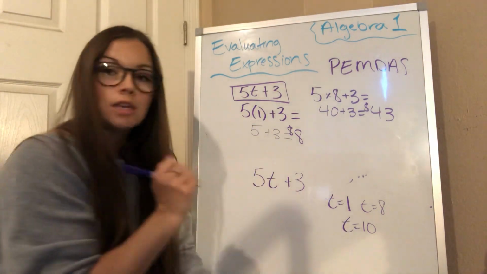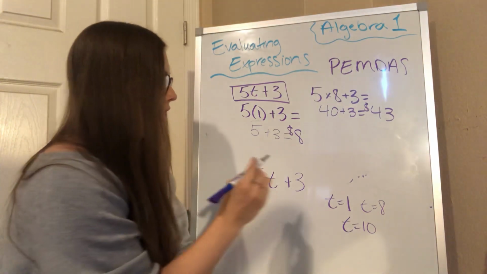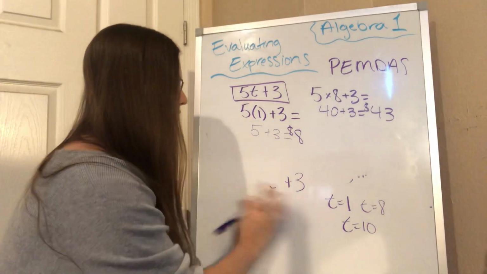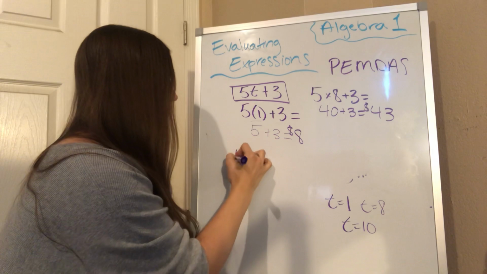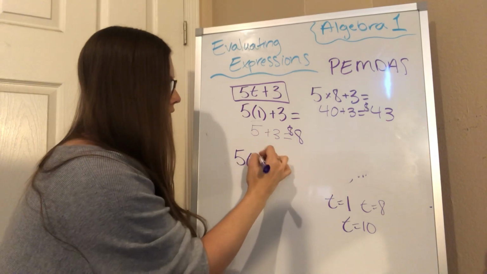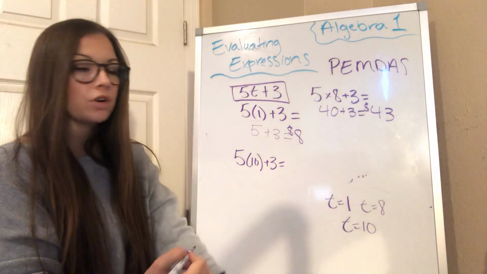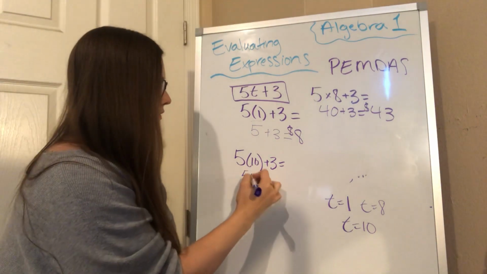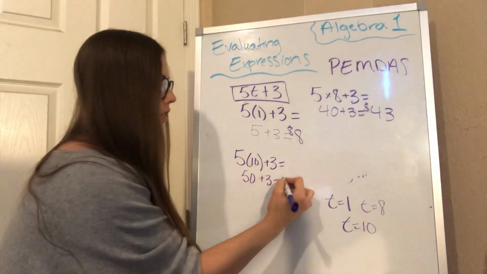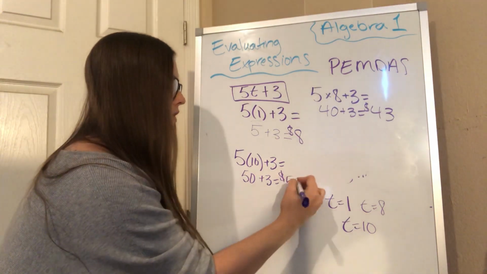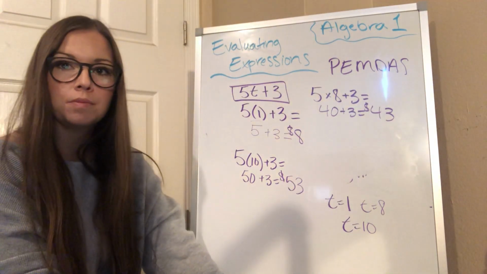So our last one, t equals 10. We're going to plug in, I'm just going to erase that and write it right here. 5 times 10 plus 3. Okay, we do our multiplication first. 5 times 10 is 50 plus 3. So you would spend $53. Right?